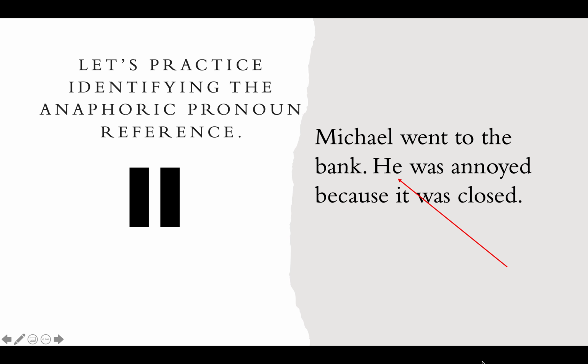He is our anaphoric pronoun. As we know, he is referring to Michael. But there is another. If we look closely, we can also see that it is in this sentence as well, in which it is referring to the bank. Hope you got that one right.